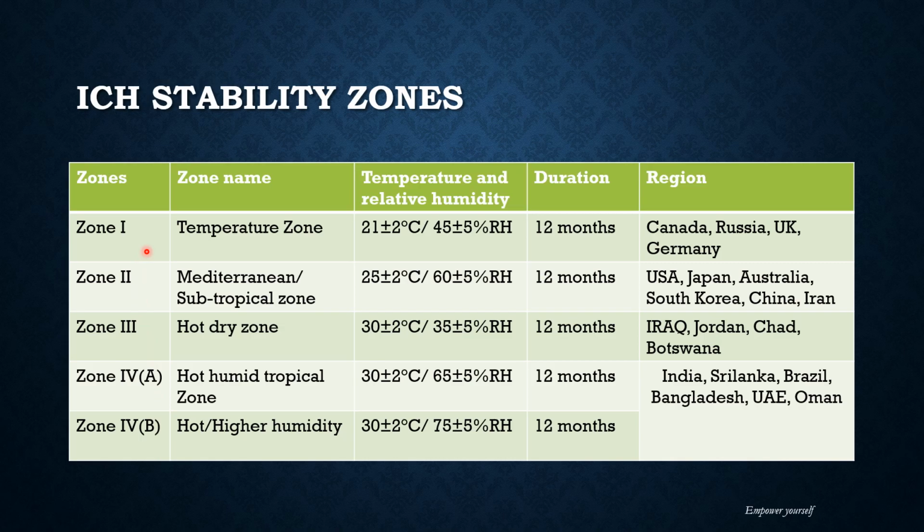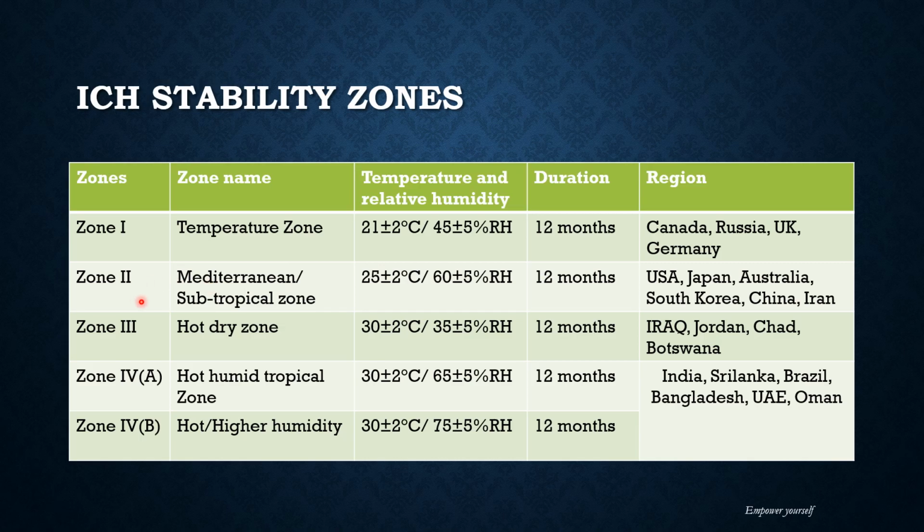Zone 1. This can also be called as temperate zone, and the temperature and relative humidity is 21 plus or minus 2 degrees centigrade, 45 plus or minus 5% RH. The duration that is required to be maintained for this region is 12 months, and the regions that come under Zone 1 are Canada, Russia, UK, and Germany.